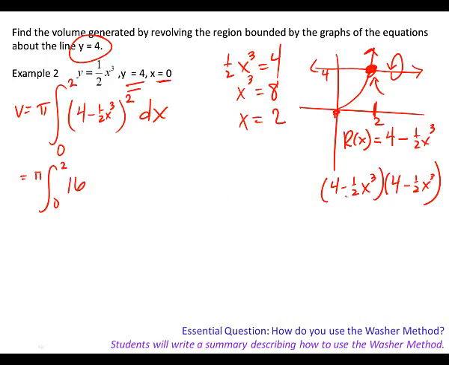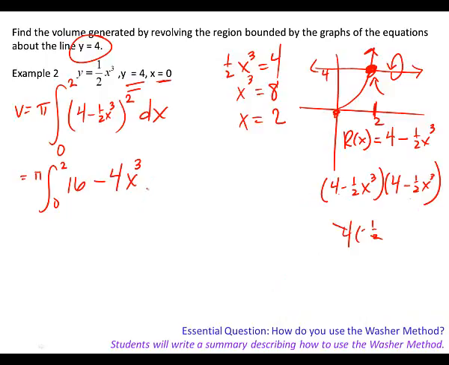All right, 4 times 4 is? 16. He dropped a notebook. It's not a big deal. 4 times negative 1/2 is? Negative 2, and how many of those am I going to have? 2 of them. So I really got negative 4x cubed in the middle.